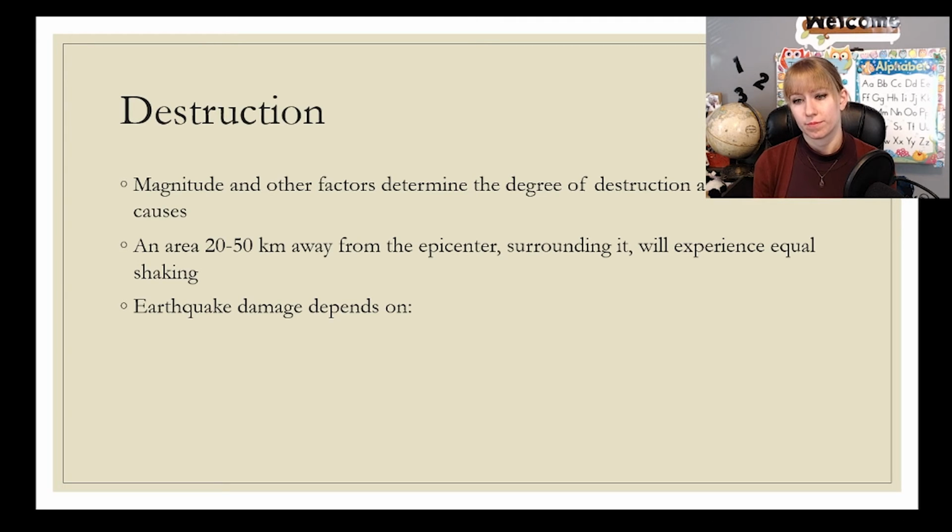Equal shaking. So you could be right on top of it. You could be 5 miles away, 5 kilometers away. You could be 10 kilometers away. You'll feel equal shaking as if you were right where the epicenter was. Earthquake damage is going to depend on a whole bunch of things. But once you're outside of that 50-kilometer radius or 31 miles, ground motion rapidly diminishes.